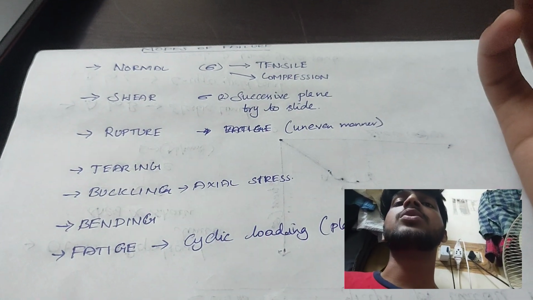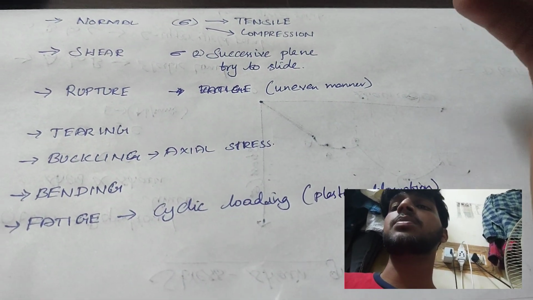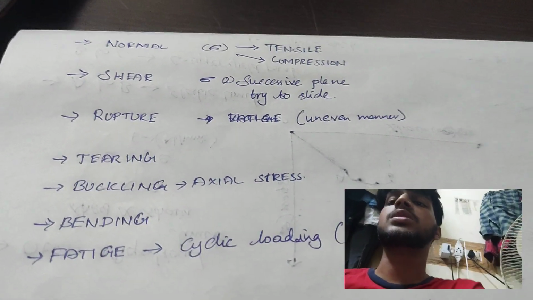Next failure we observe is the shear failure. Shear failure is when two successive planes try to slide over each other, then the shear failure occurs. Next one is the rupture.